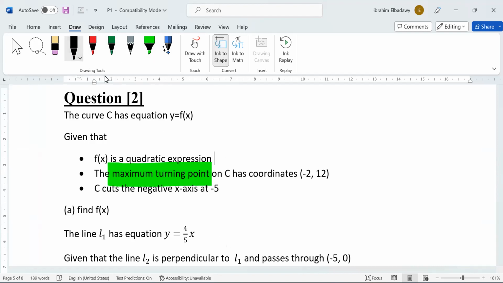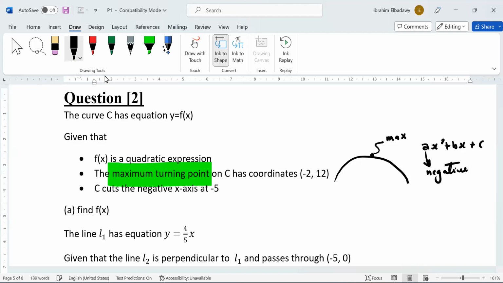What is the meaning of maximum? The maximum means the curve should look like that, and here is the maximum point. This means in ax squared plus bx plus c, the formula for the quadratic, the a must be negative. He gives you the maximum point, which is (-2, 12).